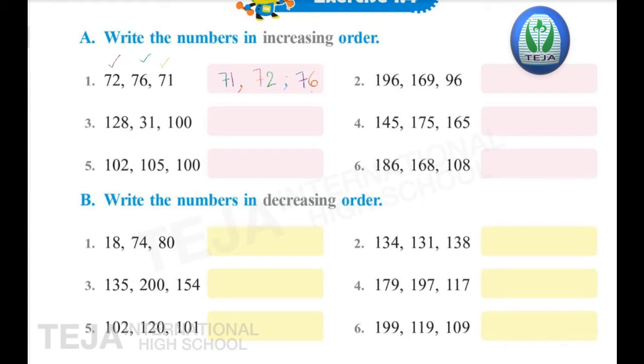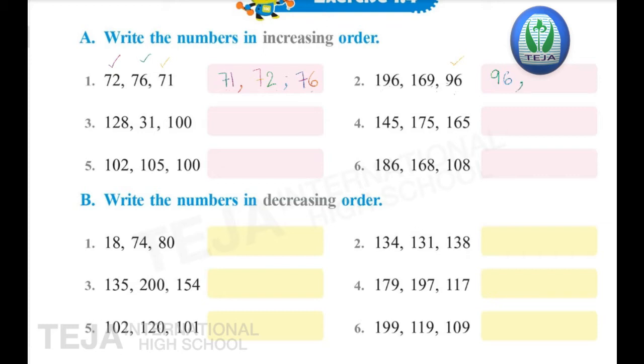Okay, now we'll see the second question. Here in second question, the 3 numbers are 196, 169 and 96. 3 numbers are there. Out of these 3 numbers, here 96 is the 2-digit number. See, children, only 2 digits are there, ones, tens. Whereas the first number and second number are 3-digit numbers. Okay, children. Now, here the smallest number is the 2-digit number, that is 96. So we'll write 96 first.